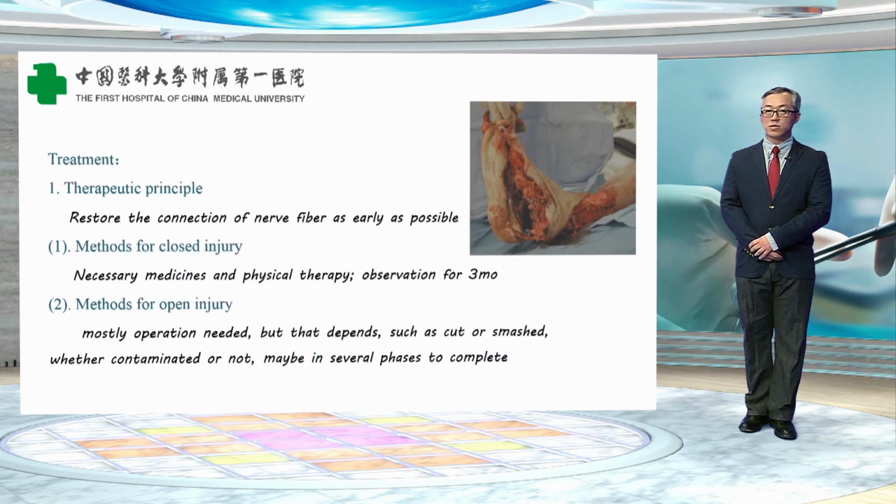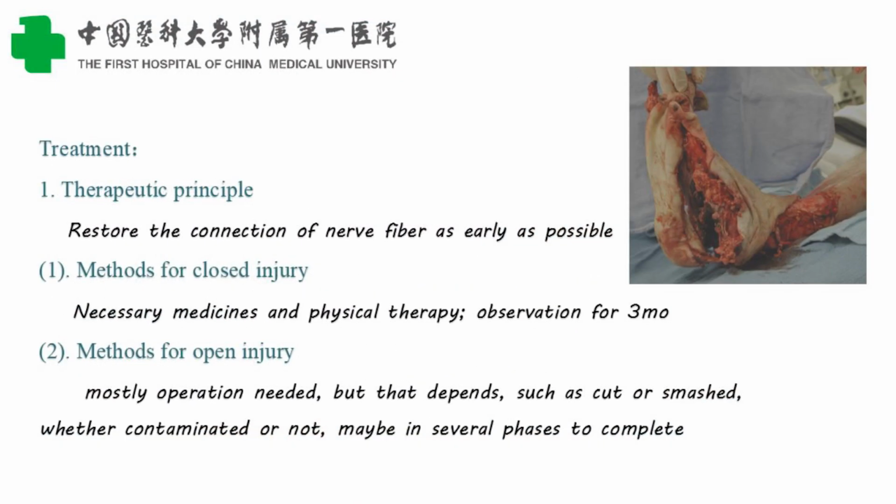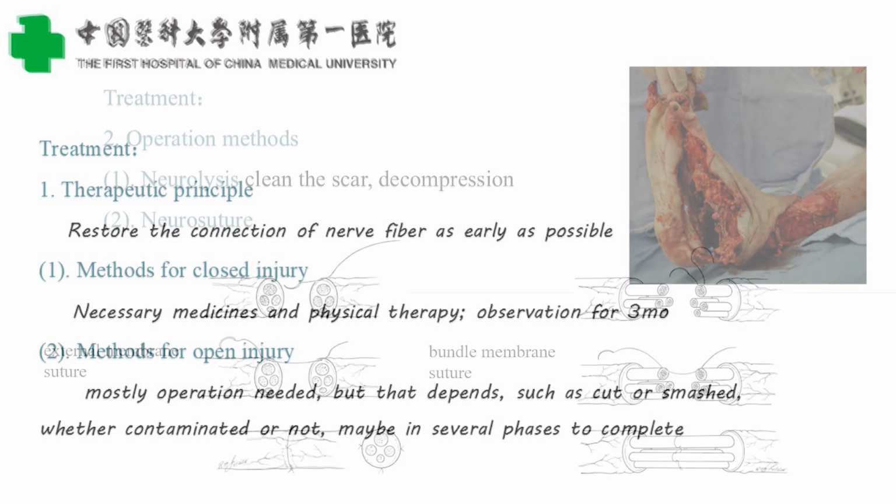For treatment, the therapeutic principle is to restore the connection of nerve fiber as early as possible. Methods for closed injury: we give necessary medicines and physical therapy. We can keep observation for 3 months. And methods for open injury: mostly, in this case, operation is needed, but that depends, such as cut or smashed injury, whether contaminated or not. Maybe in several phases to complete the operation.